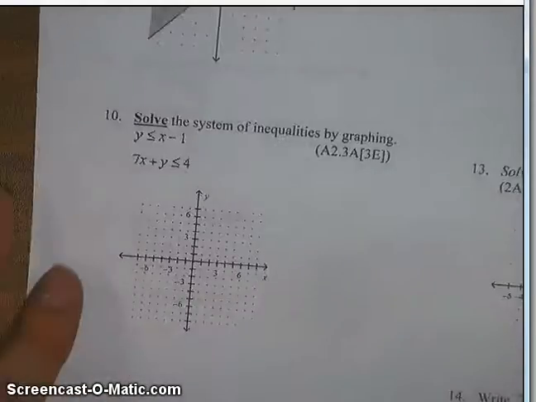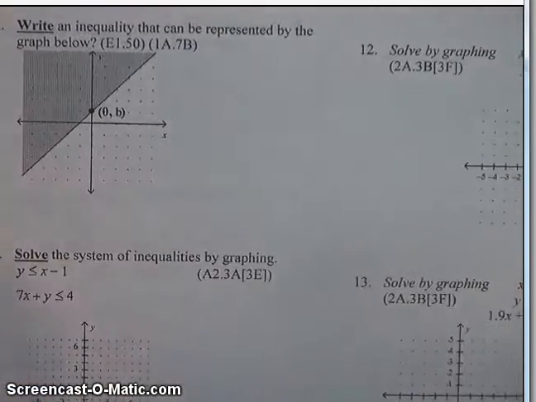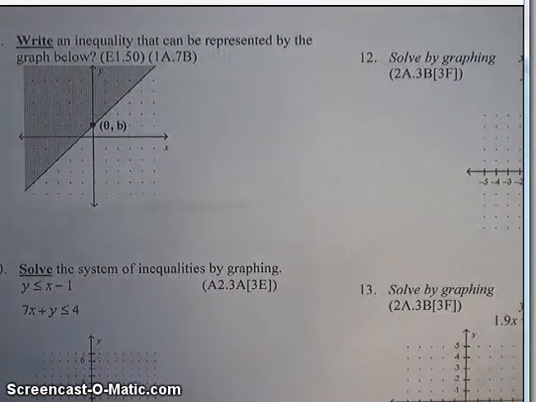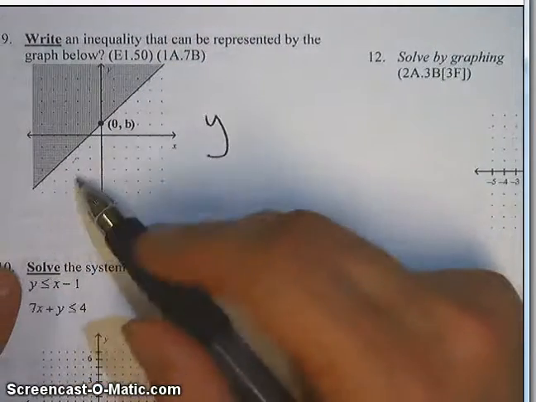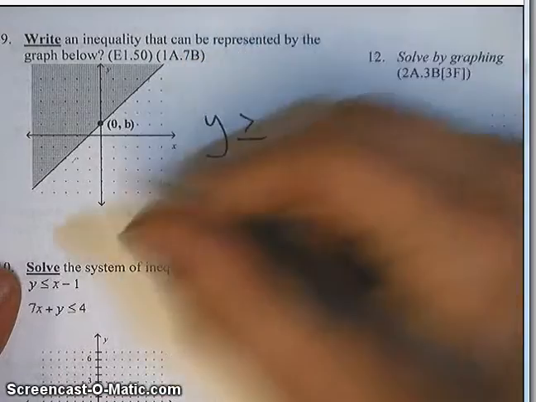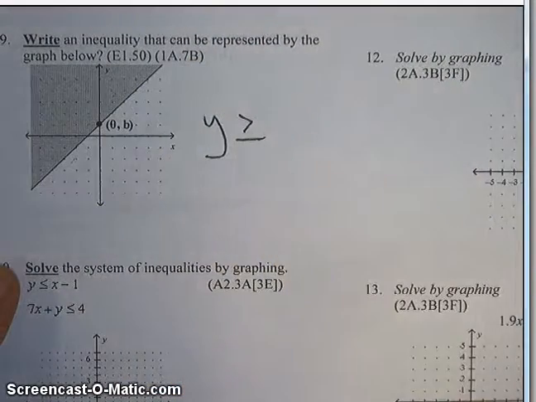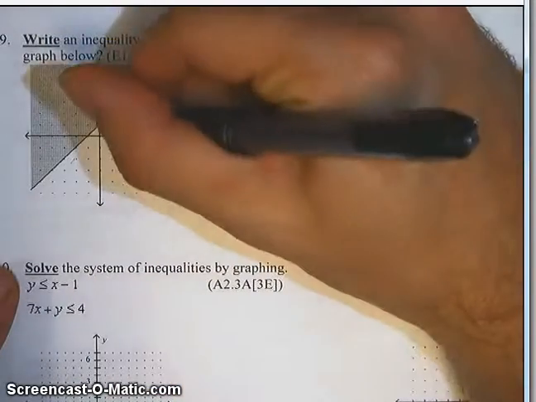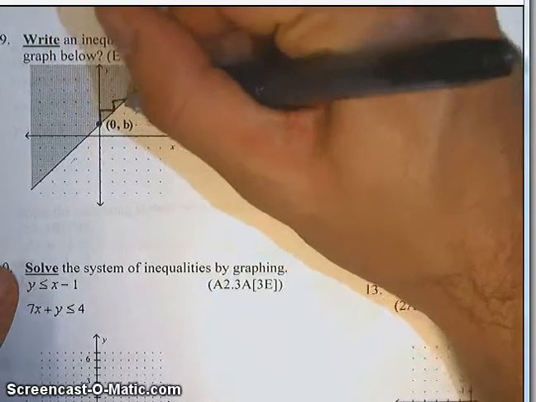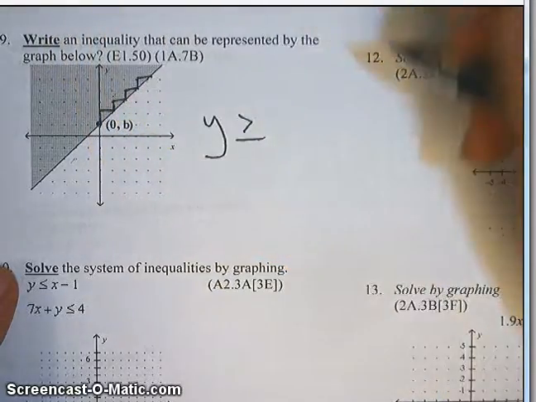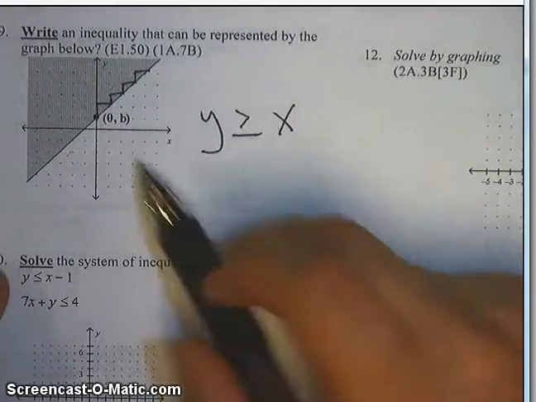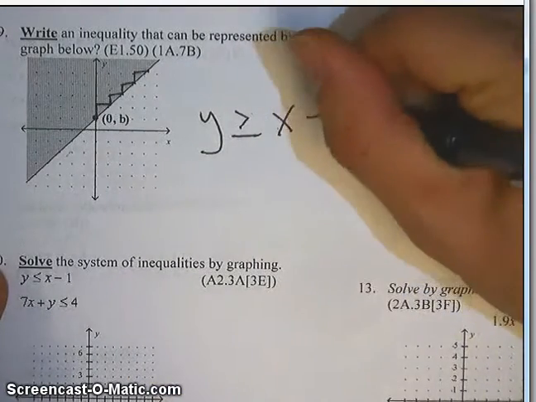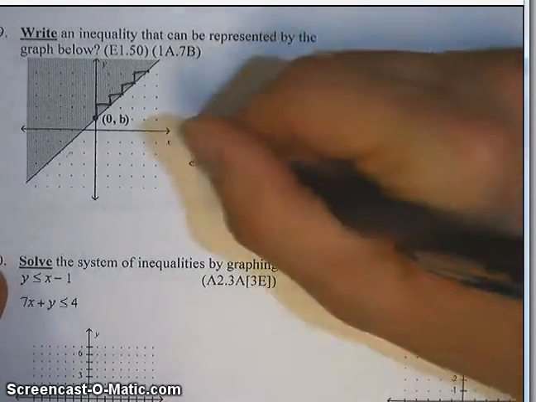Number 8 says, write an inequality that can be represented by the graph below. All right, it's a solid line, so it's greater than or equal to, because it's shaded above and it's a solid line. The slope of this thing appears to be up 1 over 1, up 1 over 1. So it's just an x, because the slope is 1, and then the y-intercept is b, so it's just b. And I think that's the equation.